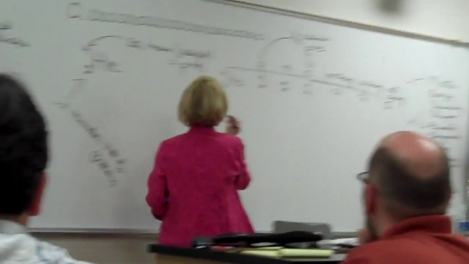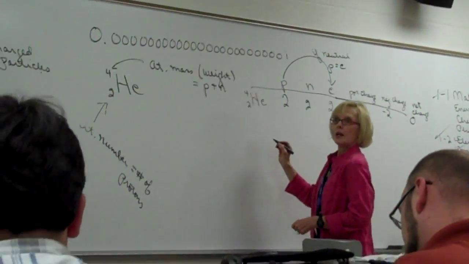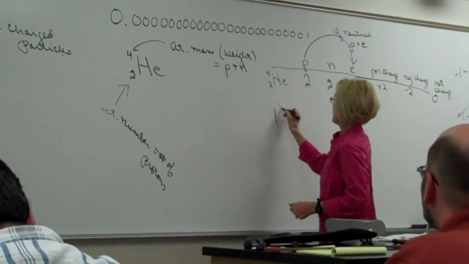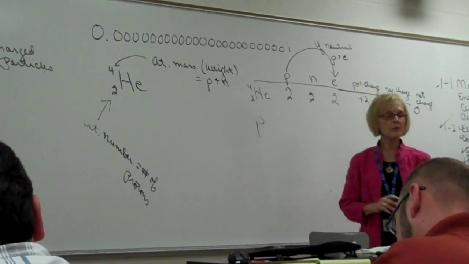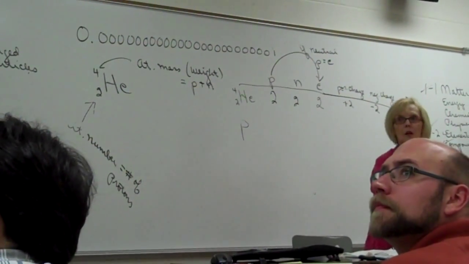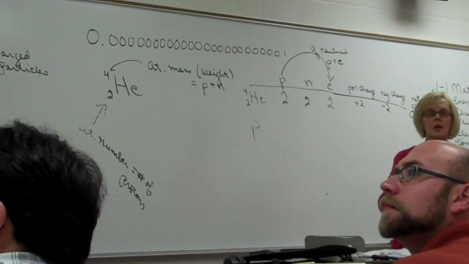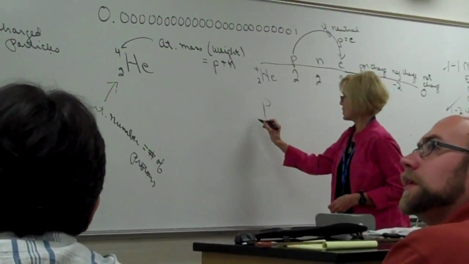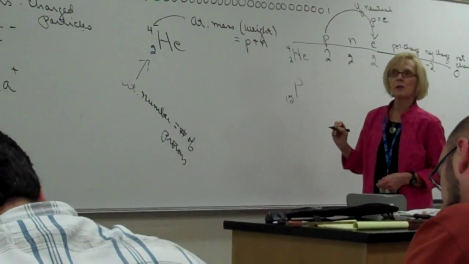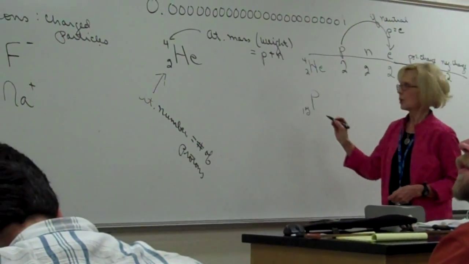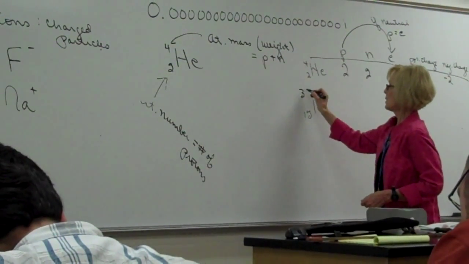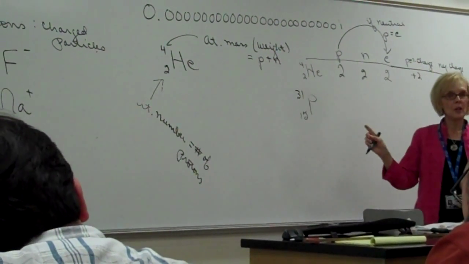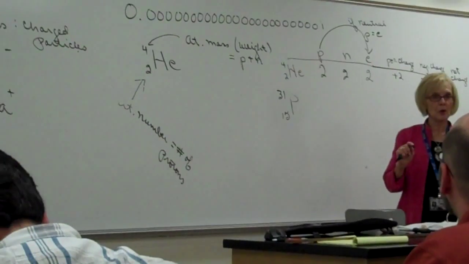Okay, now, let's come over here and let's try another one. Let's say I have phosphorus. Find phosphorus up there. Right here. Okay, shout out. What's its atomic number? 15. What is its atomic mass to the nearest whole number? 31. Nearest whole number. Okay, you get that info off the periodic table.